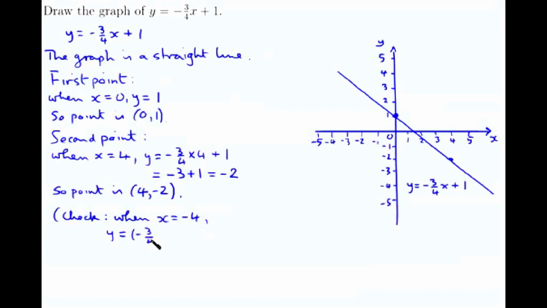So when x equals minus 4, y equals, well, now it's minus 3/4. I'm going to put that in brackets because I'm going to be multiplying by minus 4 plus 1. Well, minus 3/4 times minus 4 is 3 plus 1, and that gives me 4. So this third point has an x-coordinate of minus 4 and a y-coordinate of 4. So let's see if that lies on the graph. The x-coordinate is minus 4, the y-coordinate is 4, so yes, I think that lies on the graph. So that confirms I have the correct line.